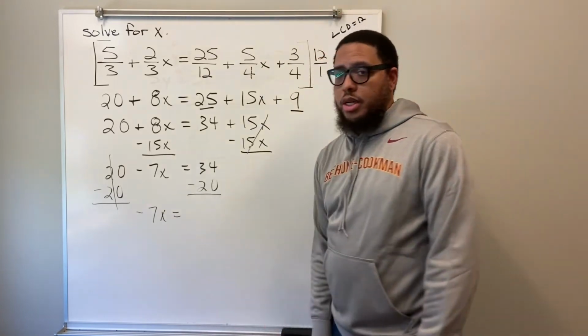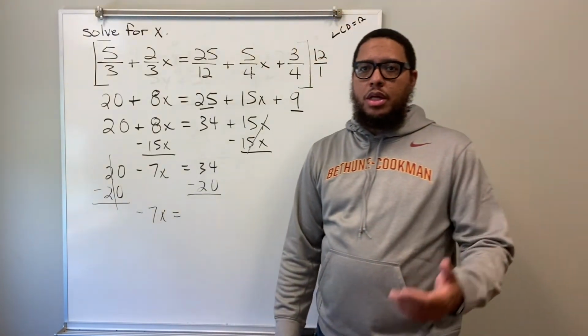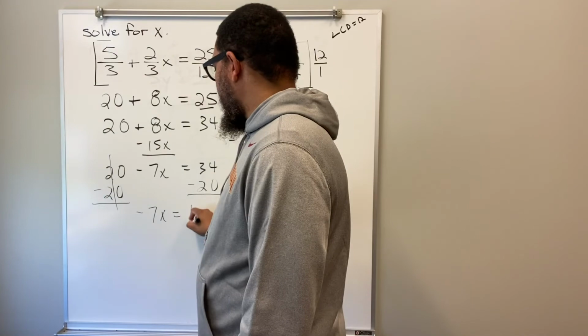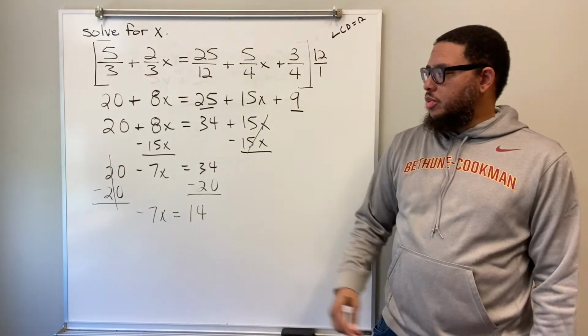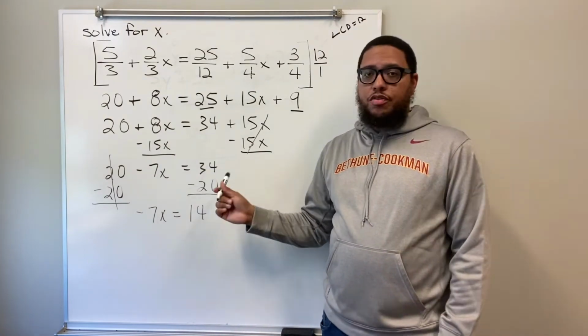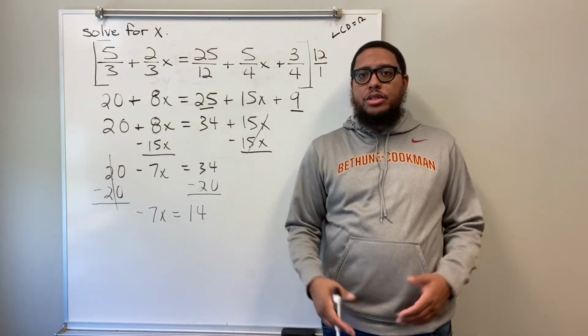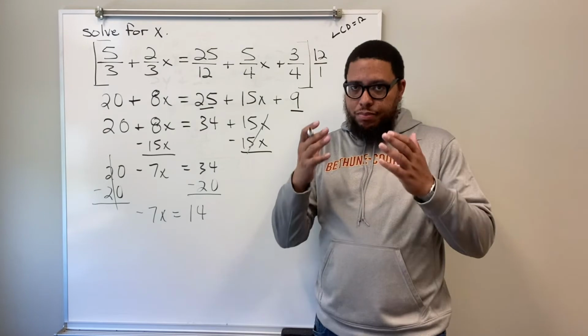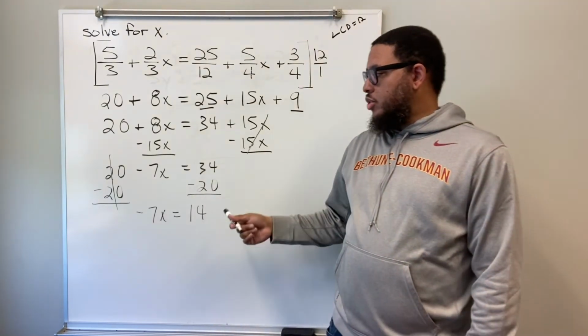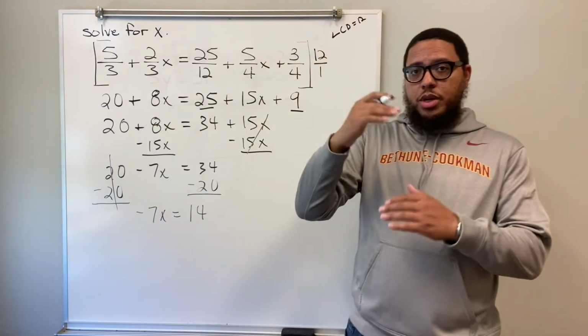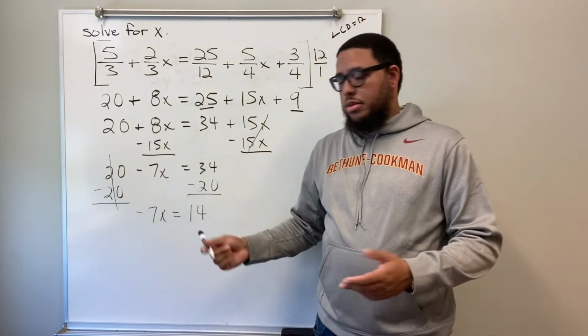34 take away 20. What's 34 take away 20? 34 take away 20 is 14. We got to know how to subtract, and we got to know our subtraction facts. I hope you don't need a calculator to do 34 take away 20. If you do, do what you got to do, but you want to practice your subtraction skills so you'll be able to do that off the top of your head. The difference between 20 and 34 is 14.